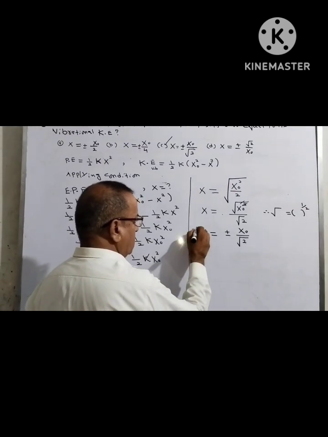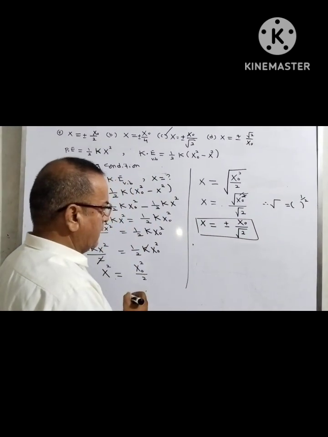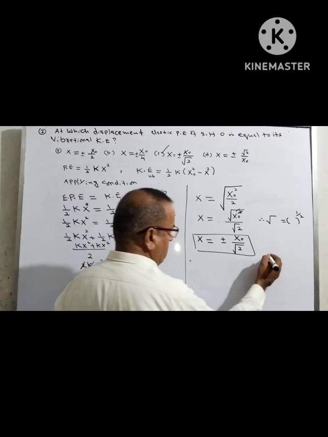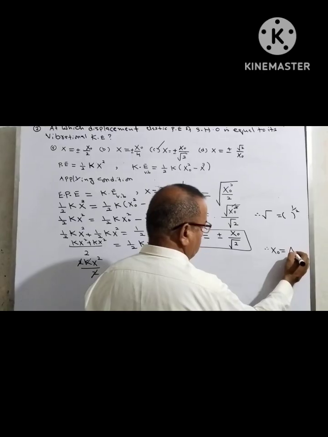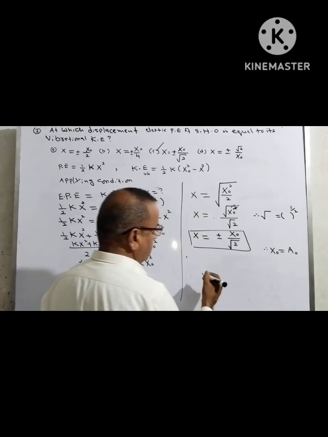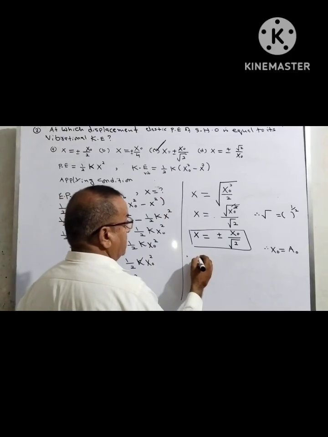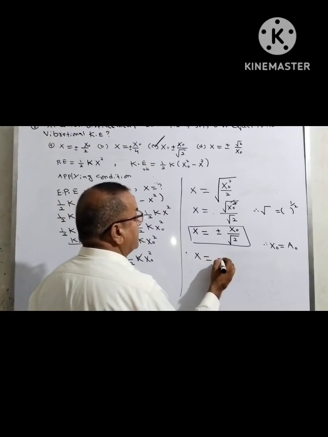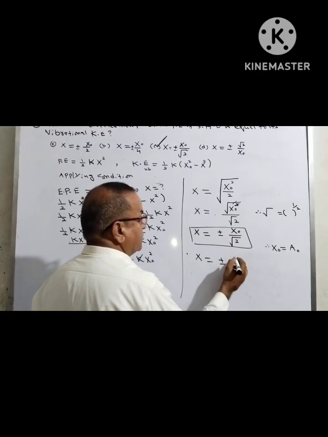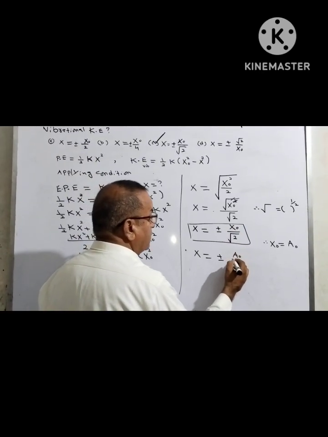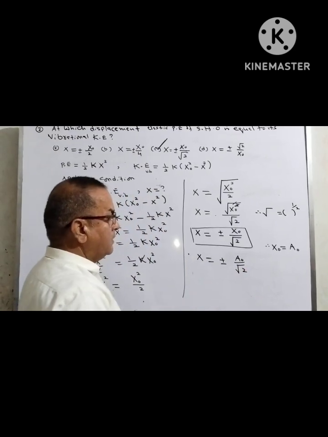So this is the correct answer of the given conditional MCQ. We know that x naught is amplitude. It is also represented like this. So option C is correct, and it may also be written in this way, plus minus, we replace x naught with a naught, by under radical 2. So this is the correct option.